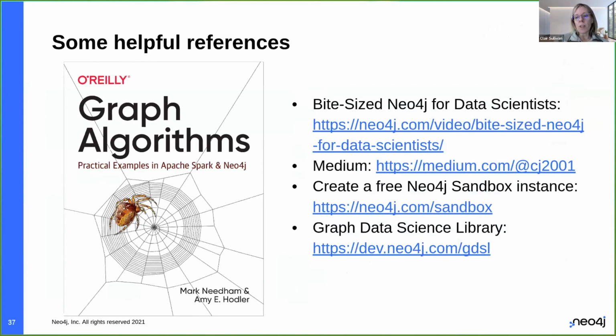Coming up on the end of the talk here, I just wanted to throw out some really helpful references. First is this book, a really great book. It's free, you can Google for it: Graph Algorithms, Practical Examples in Apache Spark and Neo4j, written by a couple of friends of mine. It walks you through not only the math for how all of these graph algorithms work, but also shows you the implementation on two different platforms so you can get a feel for how you would code that up in the real world.